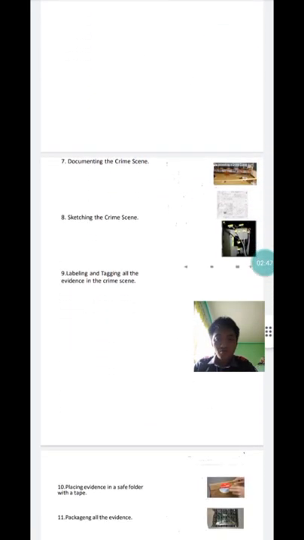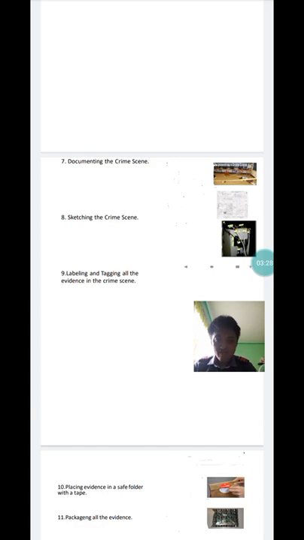Also, we have documenting the crime scene. After the investigation process, the investigator should photograph the crime scene. This will serve as their guide in remembering the whole situation of the crime scene. Next is sketching the crime scene. The investigator should sketch the crime scene, every location of the evidence, and also the entire crime scene.